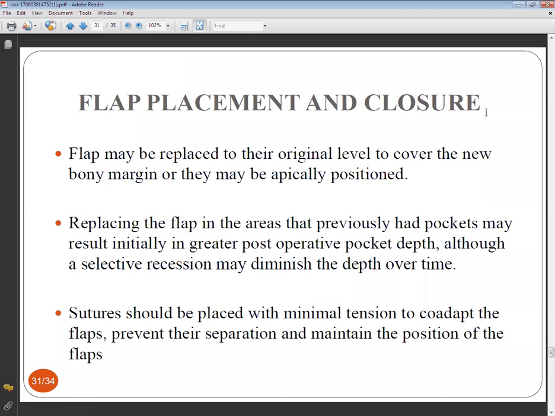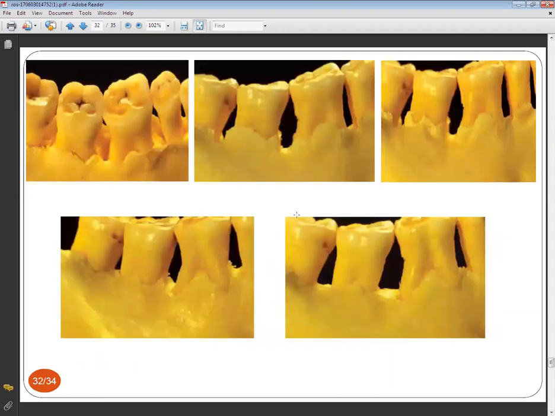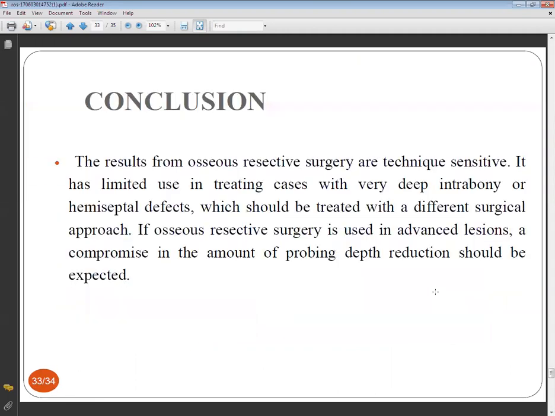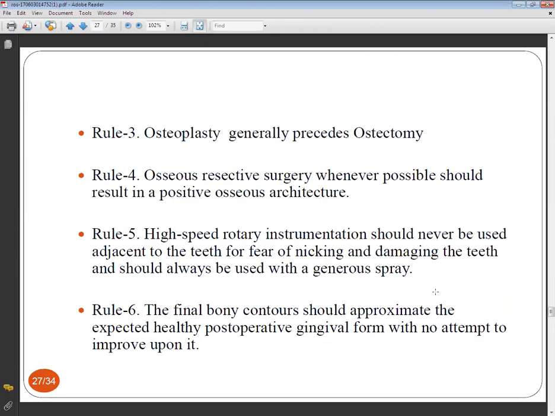Okay. The vertical grooving and radicular blending are the steps of your osteoplasty. Flattening of your interdental bone and gradualizing the marginal bone are the steps of your ostectomy. So once these are done, once you attain a physiological contour of your bone, just place the flap and suture it. So any doubts?